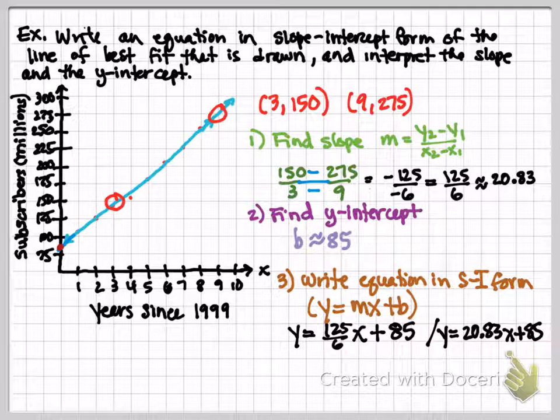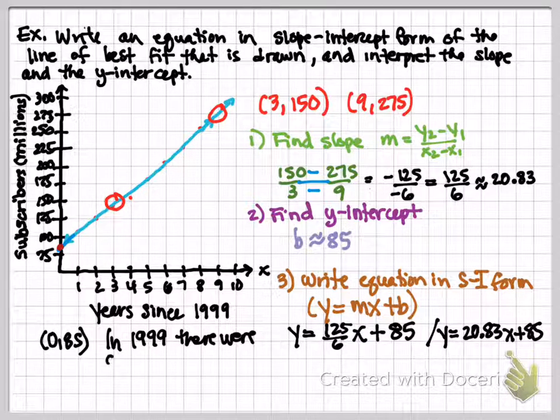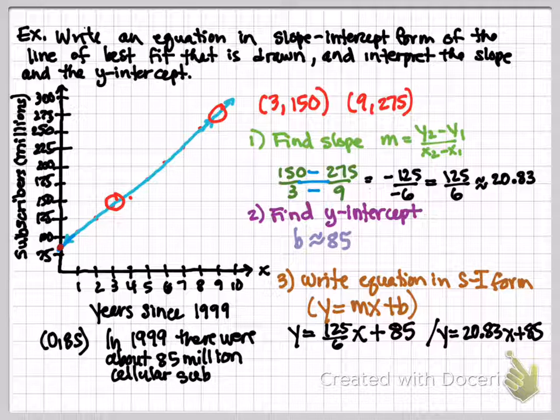At the y-intercept, so this is the 85. That means that in 1999, so when it started, there were about 85 million cellular subscribers. So that's the first thing, to interpret the y-intercept.